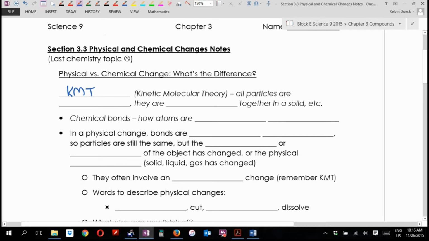your kinetic molecular theory. What did that tell you? It told you that all particles are what? I'm looking for a word that begins with the letter M. Moving. In a solid, are they closer or further apart? Closer. Moving faster or moving slower? So let's just say they're closer together in a solid.